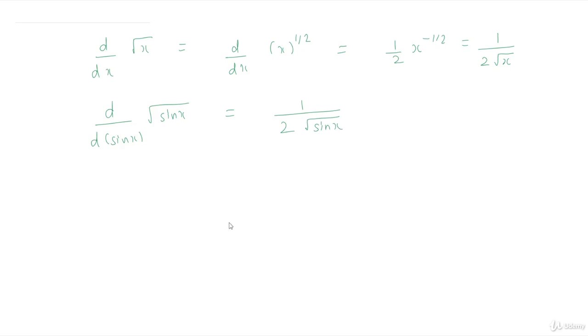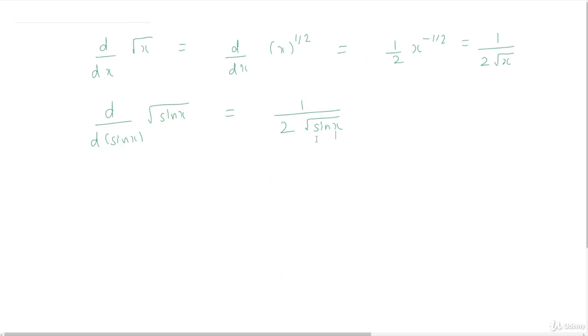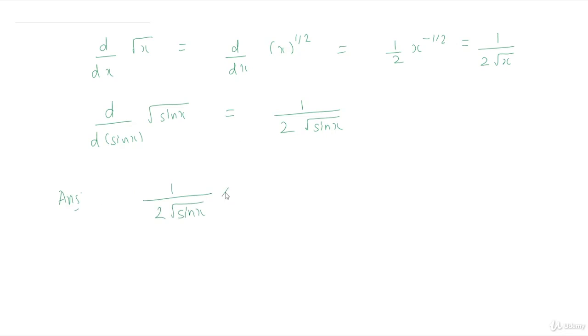So our end result will be d by d sine x of under root sine x times cos x. This thing is 1 by 2 root sine x, so our answer will become 1 by 2 root sine x times cos x. And here we use the chain rule to evaluate our result.